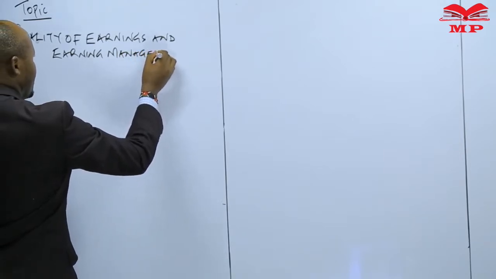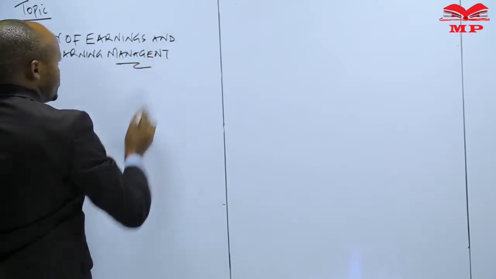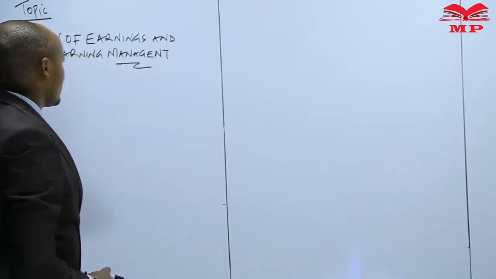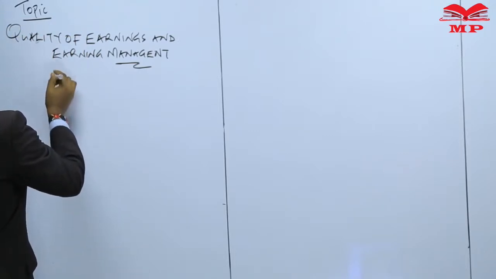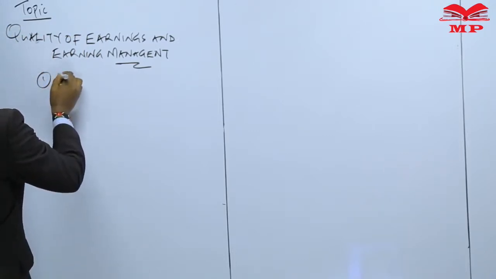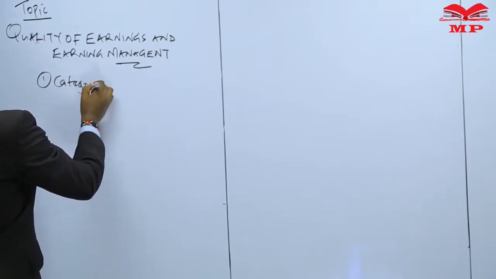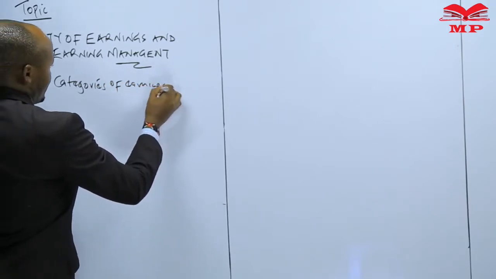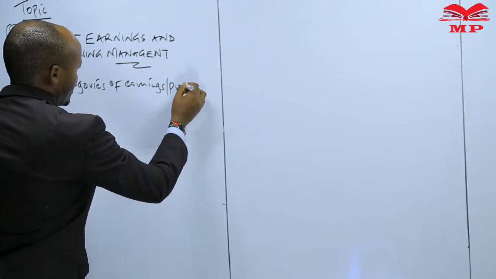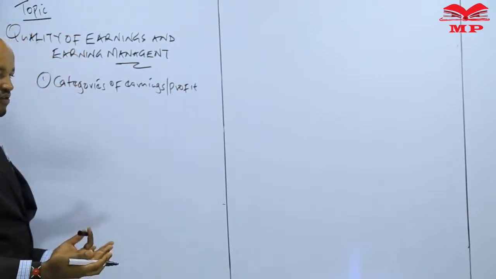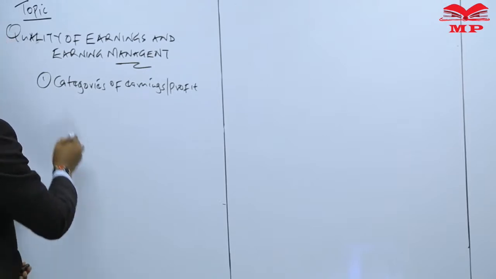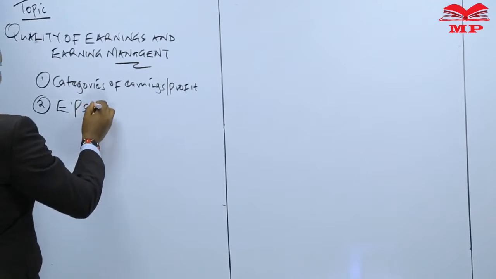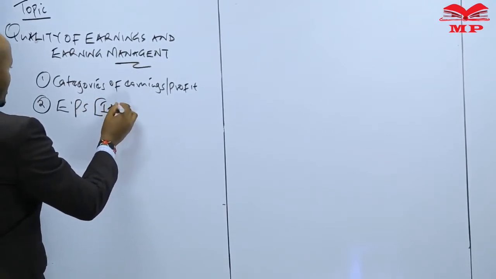Now, in this particular topic here, we are going to look at various subtopics, and maybe we can first of all highlight those subtopics which we are going to cover here. One, we are going to look at the various categories of earnings. Or in this case, the various categories of profit, because we talk of various types of profit. Two, we are going to look at the subtopic of earnings per share, which is governed by IAS 33.